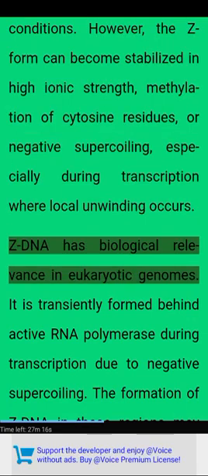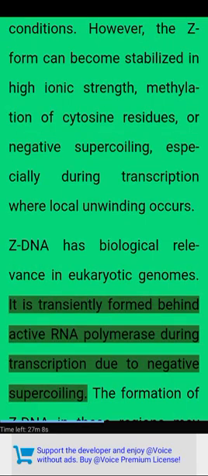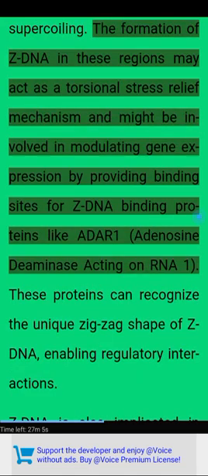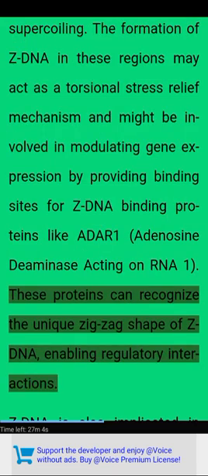Z-DNA has biological relevance in eukaryotic genomes. It is transiently formed behind active RNA polymerase during transcription due to negative supercoiling. The formation of Z-DNA in these regions may act as a torsional stress relief mechanism and might be involved in modulating gene expression by providing binding sites for Z-DNA binding proteins like ADAR1, adenosine deaminase acting on RNA 1. These proteins can recognize the unique zigzag shape of Z-DNA, enabling regulatory interactions.